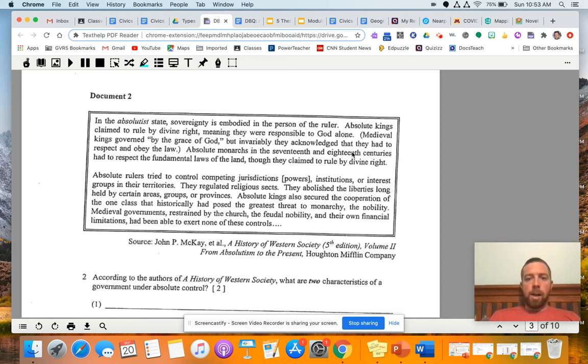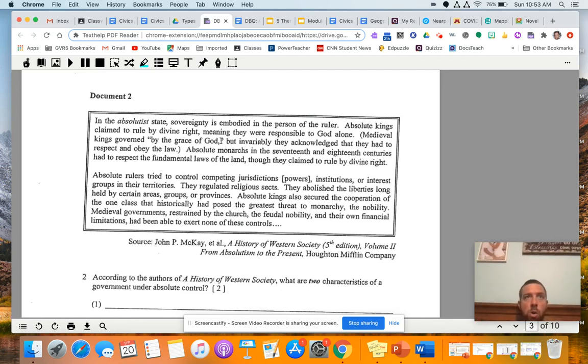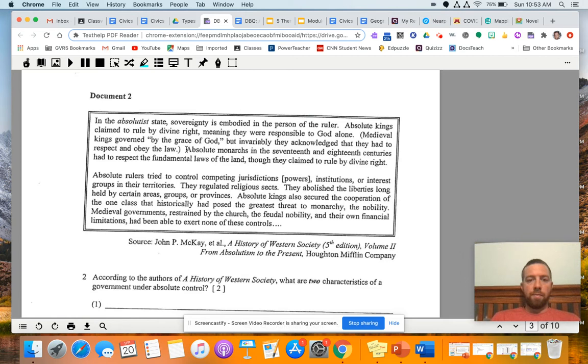Okay, so that's why he put that little chunk there in that paragraph about kings still in this Enlightenment period, they governed by the grace of God. So they still said, yes, I'm chosen by God to rule, but they also acknowledged that they had to respect and obey laws that were put in place there before they came into power. Okay. This last sentence of this first paragraph: Absolute monarchs in the 17th and 18th centuries had to respect the fundamental laws of the land, though they claimed to rule by divine right. Okay, so starting to describe that transition. Yes, they said they were chosen by God, but they had to respect other laws that were there before them.